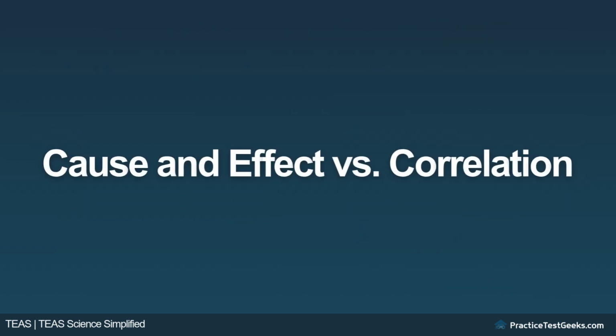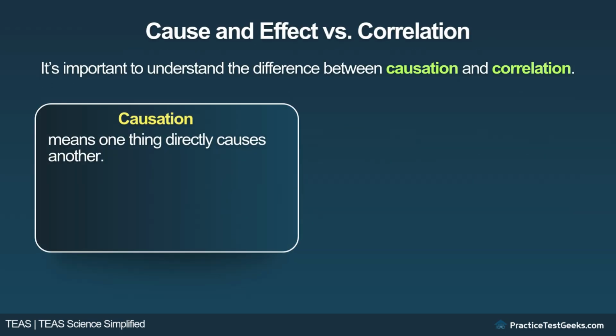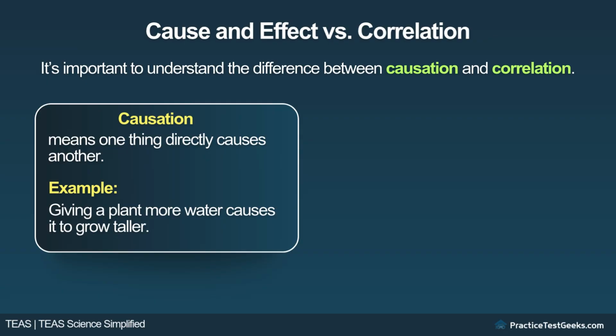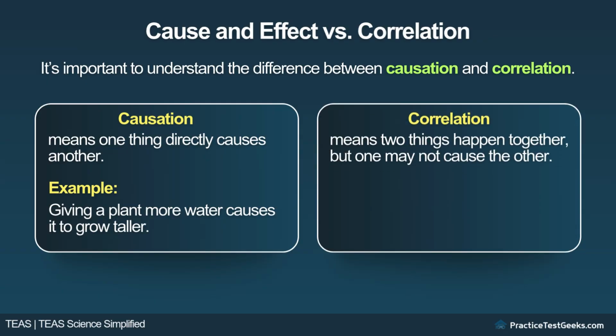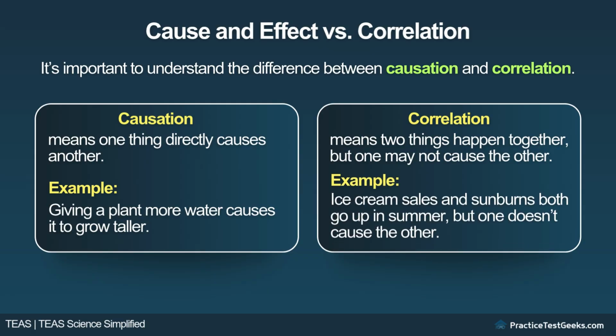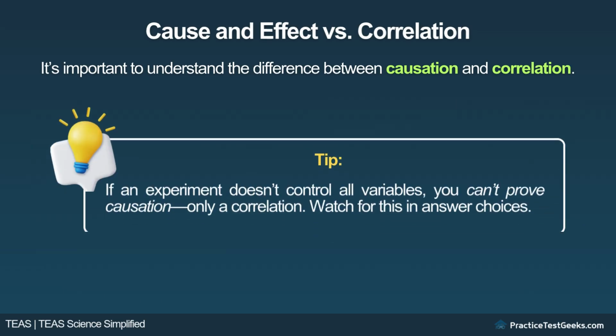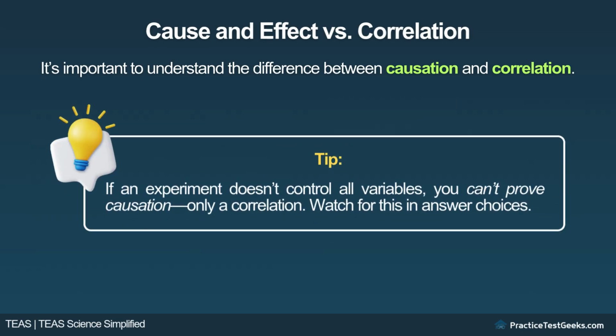When two things happen together, it doesn't always mean one caused the other. Causation means one event directly makes another happen. For example, watering a plant causes it to grow. But correlation just means two things occur at the same time. Like ice cream sales and sunburns both rise in summer, but ice cream doesn't cause sunburns. Here's your TEAS tip. Unless an experiment controls all variables, it can't prove causation, only correlation. That's a key distinction to watch for in answer choices.